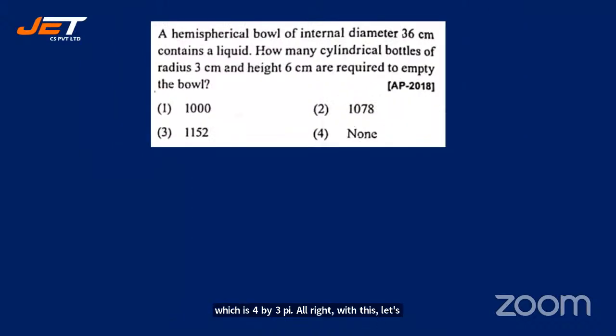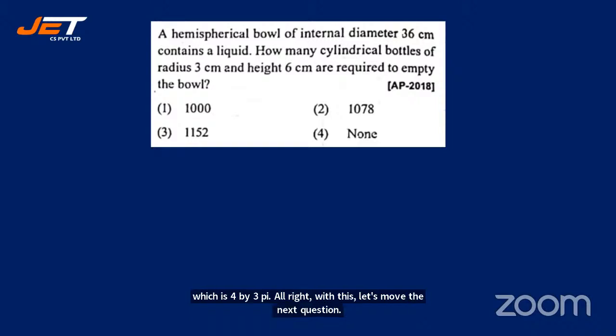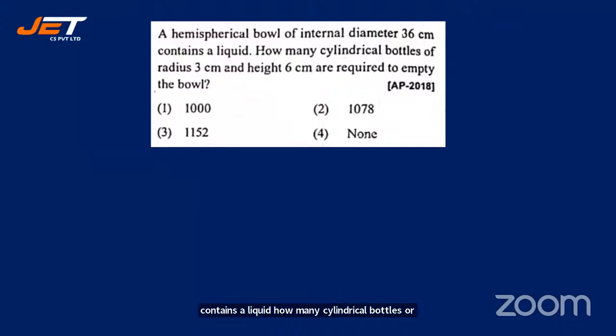A hemispherical bowl of internal diameter 36 centimeter contains a liquid. How many cylindrical bottles of radius 3 centimeter and height 6 centimeter are required to empty the bowl? All right, students, I think you can try, because I'm just giving you one question to try. You try it, otherwise we'll do it for you.